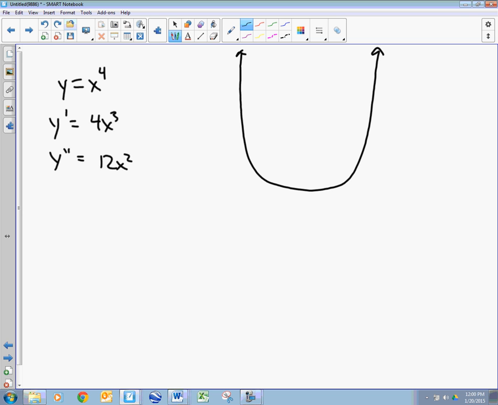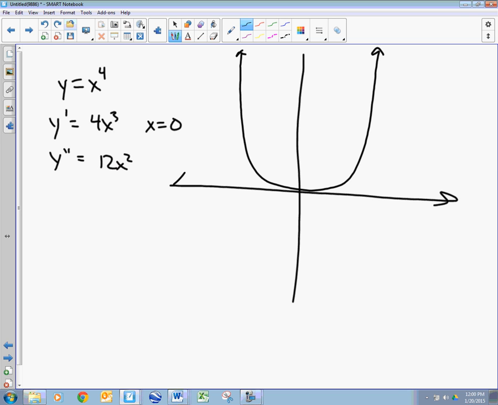Okay, the first derivative tells us where it's increasing, decreasing, where I might have local maxes and local mins. If you were to take 4x to the 3rd and set it equal to 0, where would x be equal to 0? At x equals 0. So, do I have a local min at that spot? Yeah, I do. Take the second derivative, set it equal to 0. That happens at x equals 0.